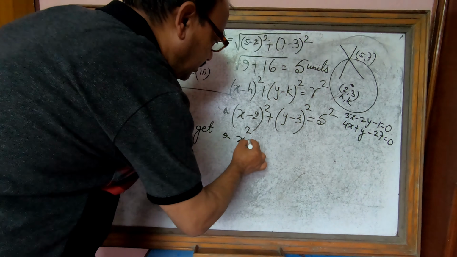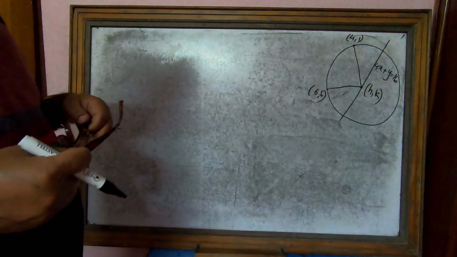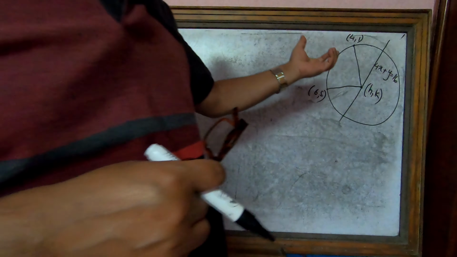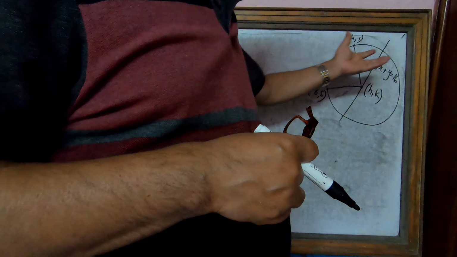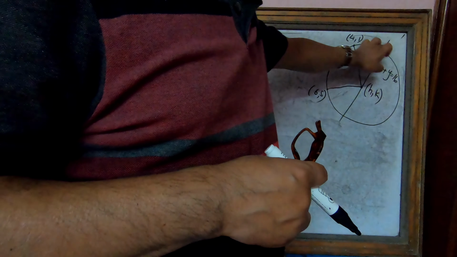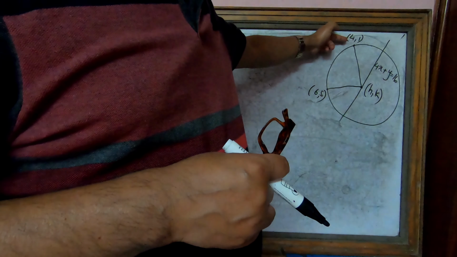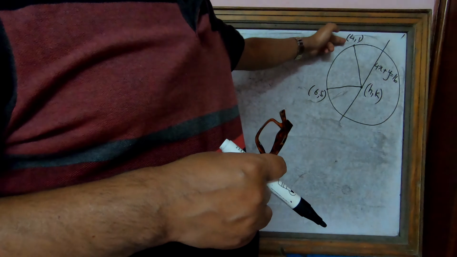Now in the next question, we are given that this is the circle and the center of this circle lies on this line. The line is 4x plus y equals 16. It lies on this line, and this circle also passes through the points 4, 1 and 6, 5. So to find the equation of this circle, first of all we need to know the values of these two variables, the coordinates of the center, the values of h and k.